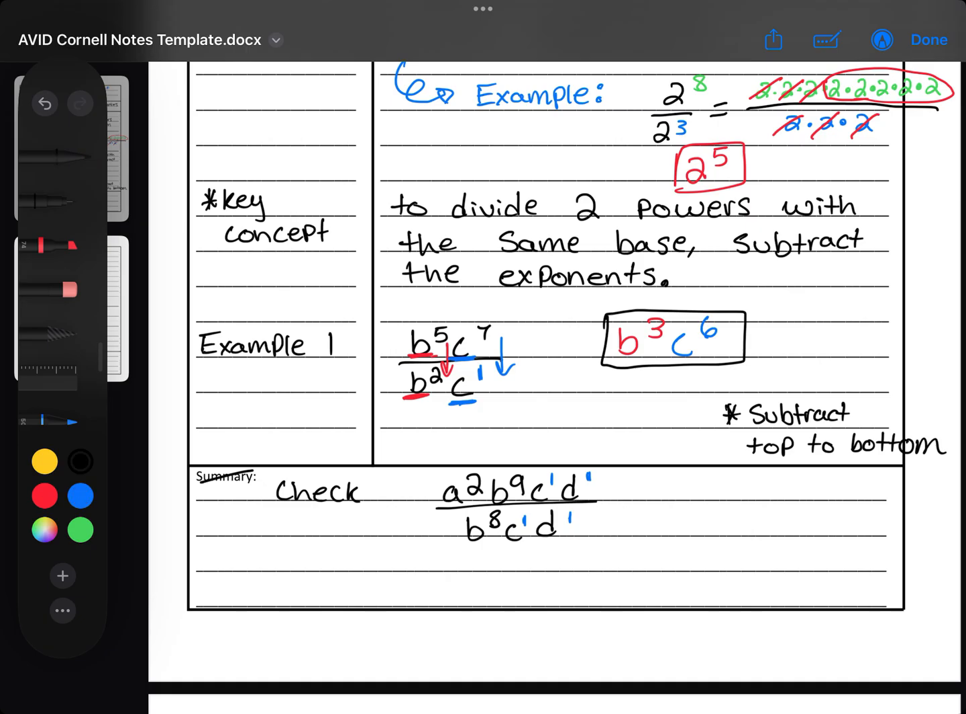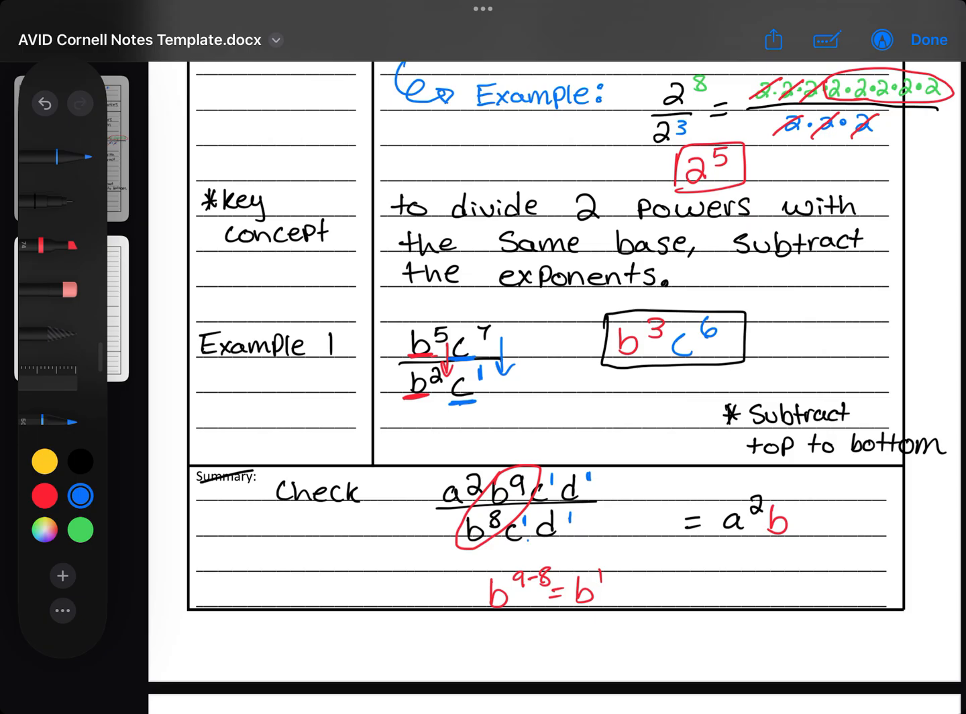So what we're going to do is see what is going on here. So I don't have any a's, so I know a to the squared is going to be left. Okay? B to the 9th over b to the 8th. We're going to subtract top to bottom. So you have b to the 9 minus 8, which is really b to the 1st power. So I have b, okay?